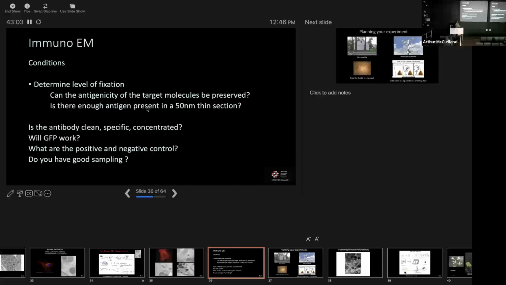Will GFP work, and is that clean, specific, and concentrated? There are a lot of good anti-GFP antibodies available now that work beautifully on EM, and anti-mCherries. So there's a lot of progress there that wasn't available even 10 years ago.